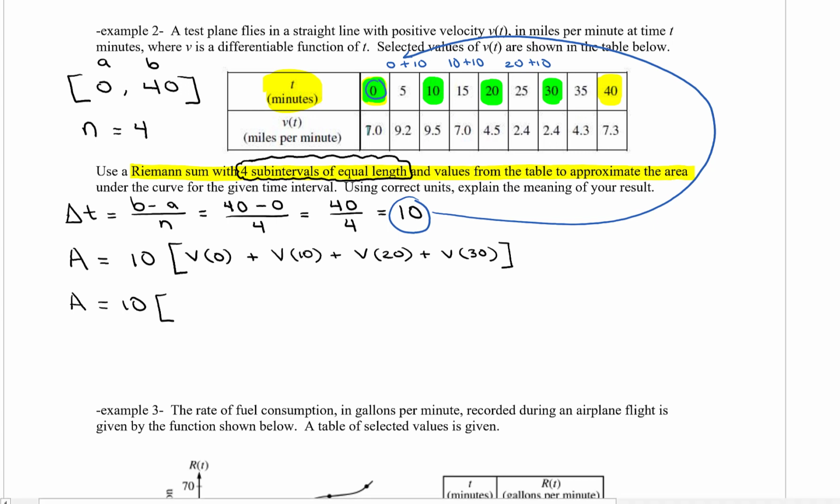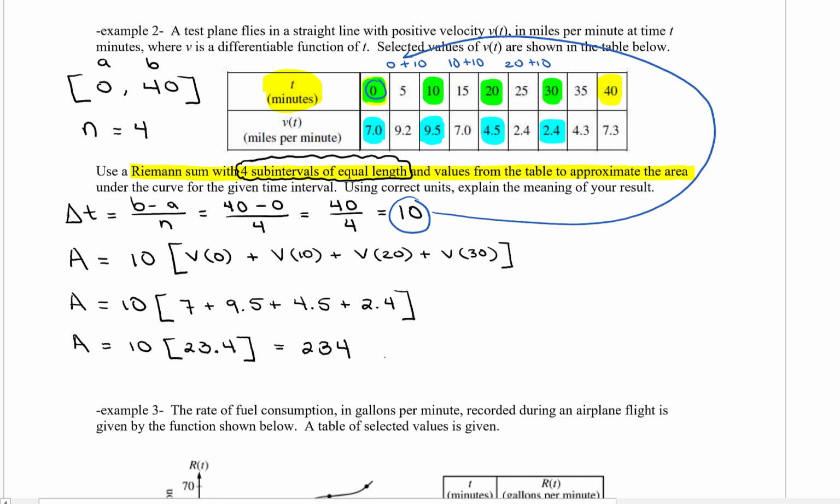So A is going to be equal to 10, open square bracket, and now I'm going to go back up to the table, and I'm going to highlight in blue the corresponding Y values, or V of T values here. So I'm going to have 7 plus 9.5 plus 4.5 plus 2.4, and then close the square bracket. So I need to add up all those values and multiply it with 10. So A is equal to 10 times 23.4, which is equal to 234.